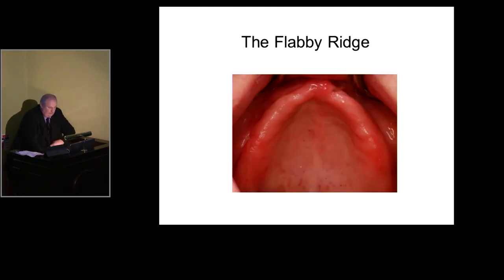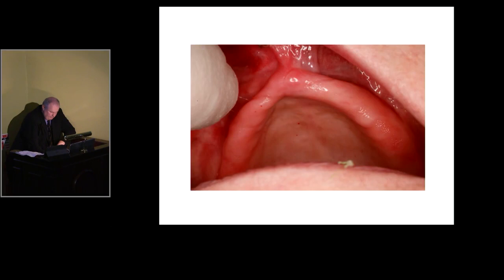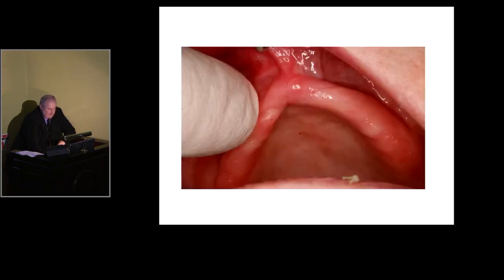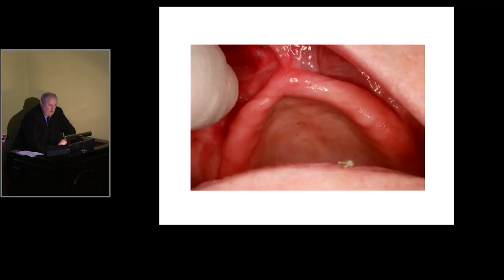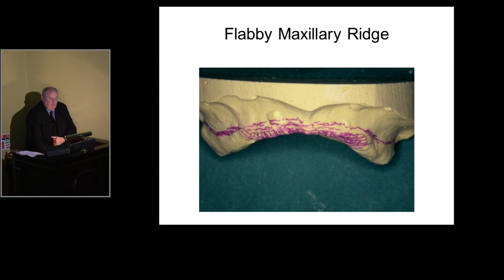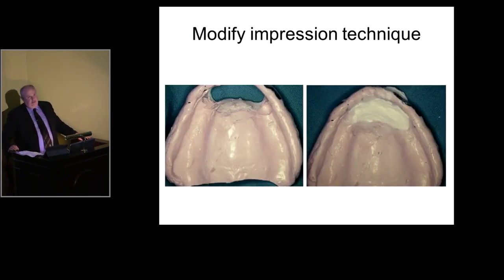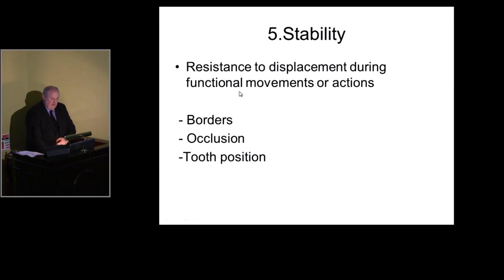So the flabby ridge. You can see me pretending I have some video on my footage there, and that's that ridge moving. So if you see that, you have to compensate for that by perhaps changing your impression technique. A mucodisplacive technique, such as using alginate, will scrunch up that tissue. It will produce sores. It will accelerate resorption. It will cause disharmonies. So you want a mucostatic impression material, particularly in the area where the flabbiness is.